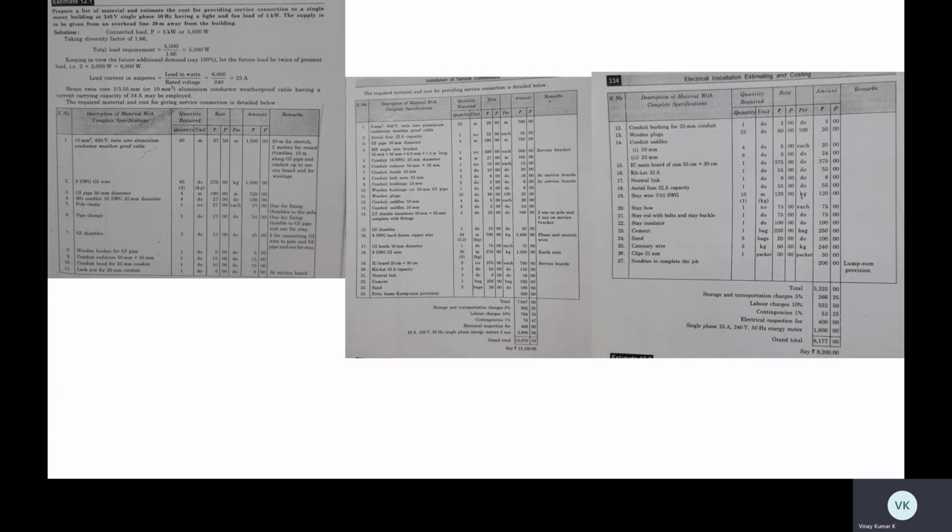Okay, sorry for the inconvenience. I have faced some technical issues. So for things like that, we have to calculate what the different kinds of materials are.